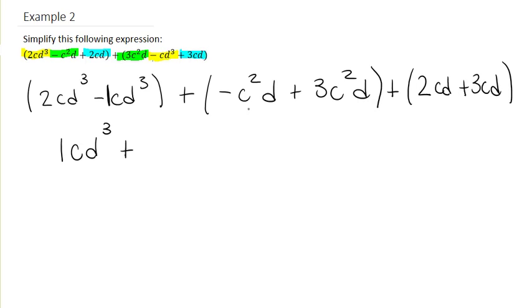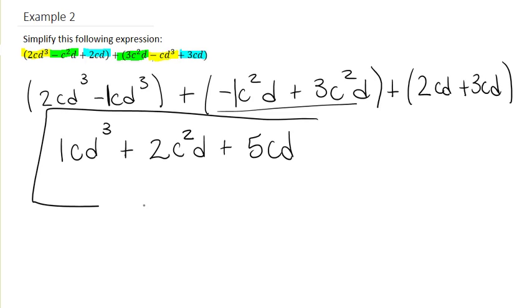Next, we'll look at this parentheses. So we see that we have a negative 1 plus 3. So this is really just 2c squared d, as we always just keep the variable as is and then just do the addition or subtraction of the numbers. Now we have 2cd plus 3cd, which is equal to 5cd. And this would be our final solution.